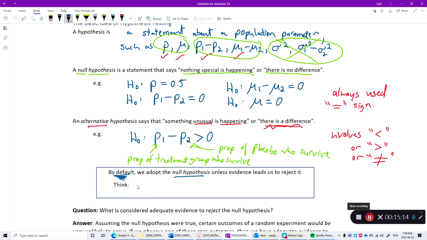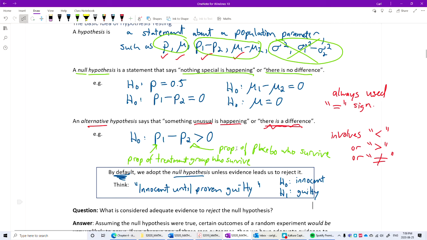Another way we put this is, think innocent until proven guilty. That's how our legal system works too, right? In the law, the null hypothesis is that the person's innocent. We assume they're innocent unless there's evidence. The alternative would be that, nope, they're guilty. So we always assume somebody's innocent unless there's evidence that they're guilty.